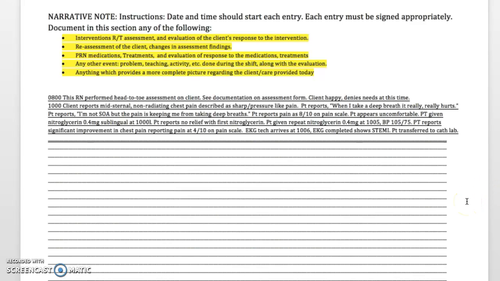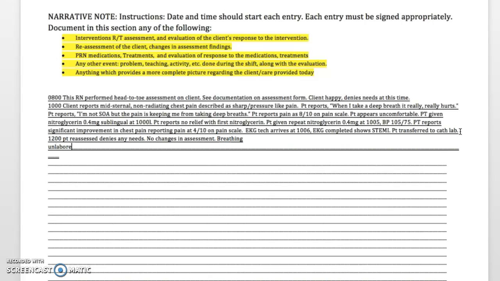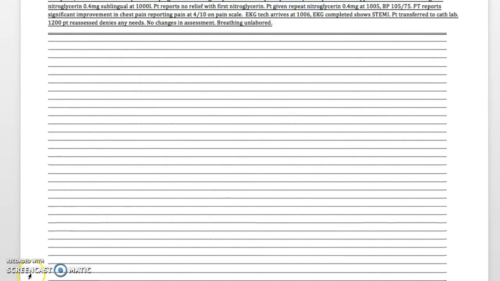That's a lot of information, but you should write something like, at 12, patient reassessed, denies any needs, no changes in assessment, or you can write your new vital signs. Well, I guess you can write vital signs on that first page, but you could write no or breathing unlabored. Just write your changes that you found on your assessment at this time. And that's it for the assessment form.